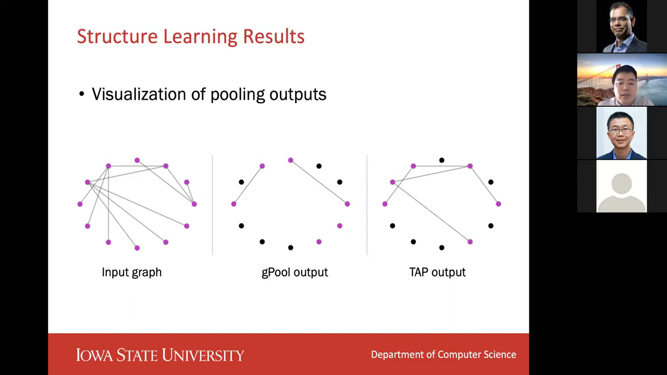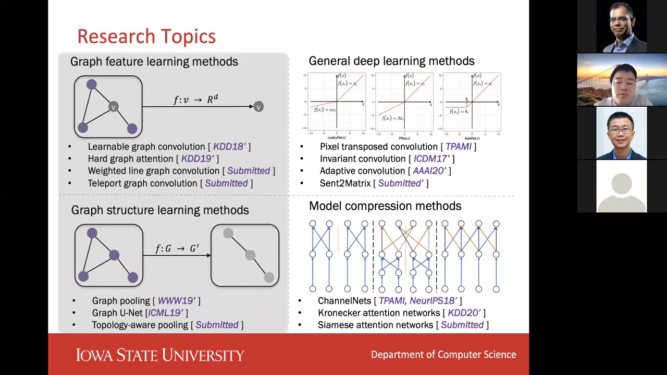Besides the research work on graph neural networks, I also have some research work on other topics. We propose some general deep learning methods: pixel transpose convolution, invariant convolution, adaptive convolution, and Send to Matrix. They address some general challenges in existing deep learning methods.